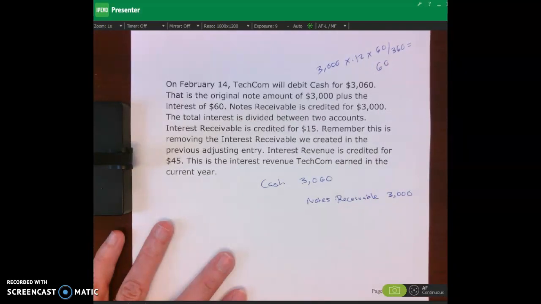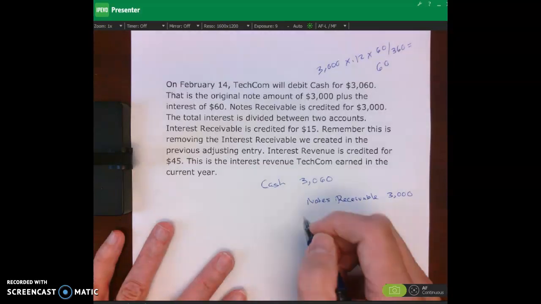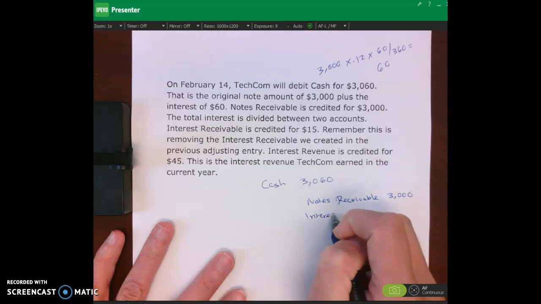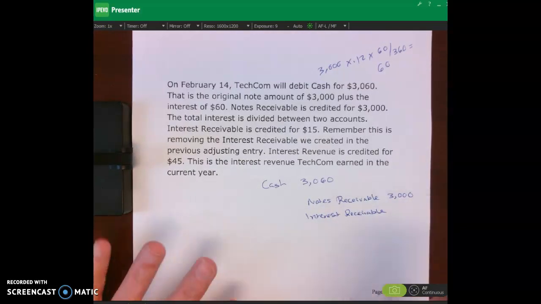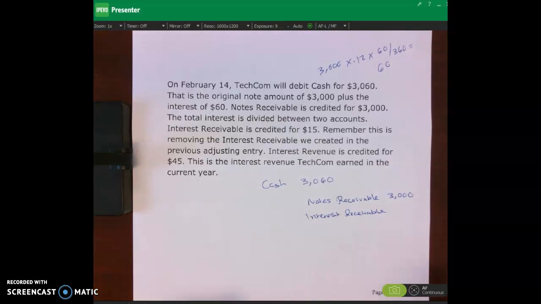All right. And then, remember we set up that interest receivable at the end of the last accounting period. We debited interest receivable and credited interest revenue for $15. Well, they're paying us the interest, so we no longer have the interest receivable. Interest receivable is a current asset on the classified balance sheet. How do I decrease an asset? With a credit. So I will now credit my interest receivable for that $15.